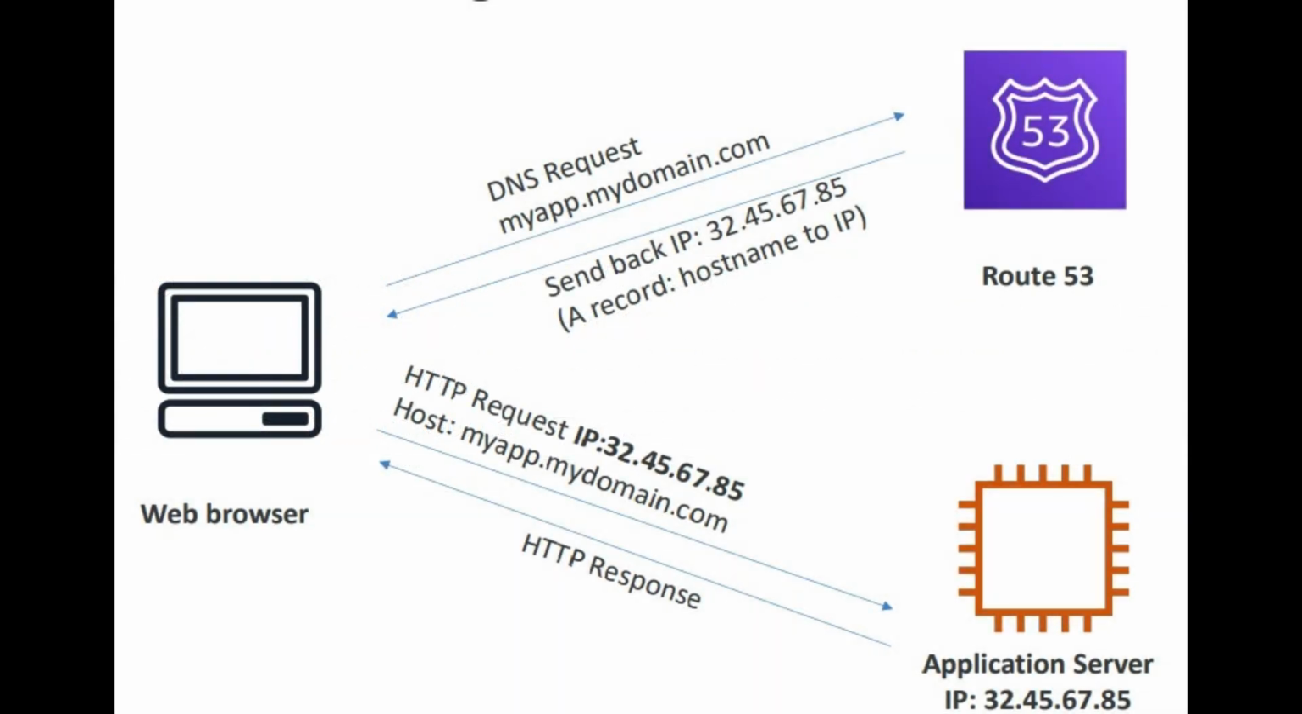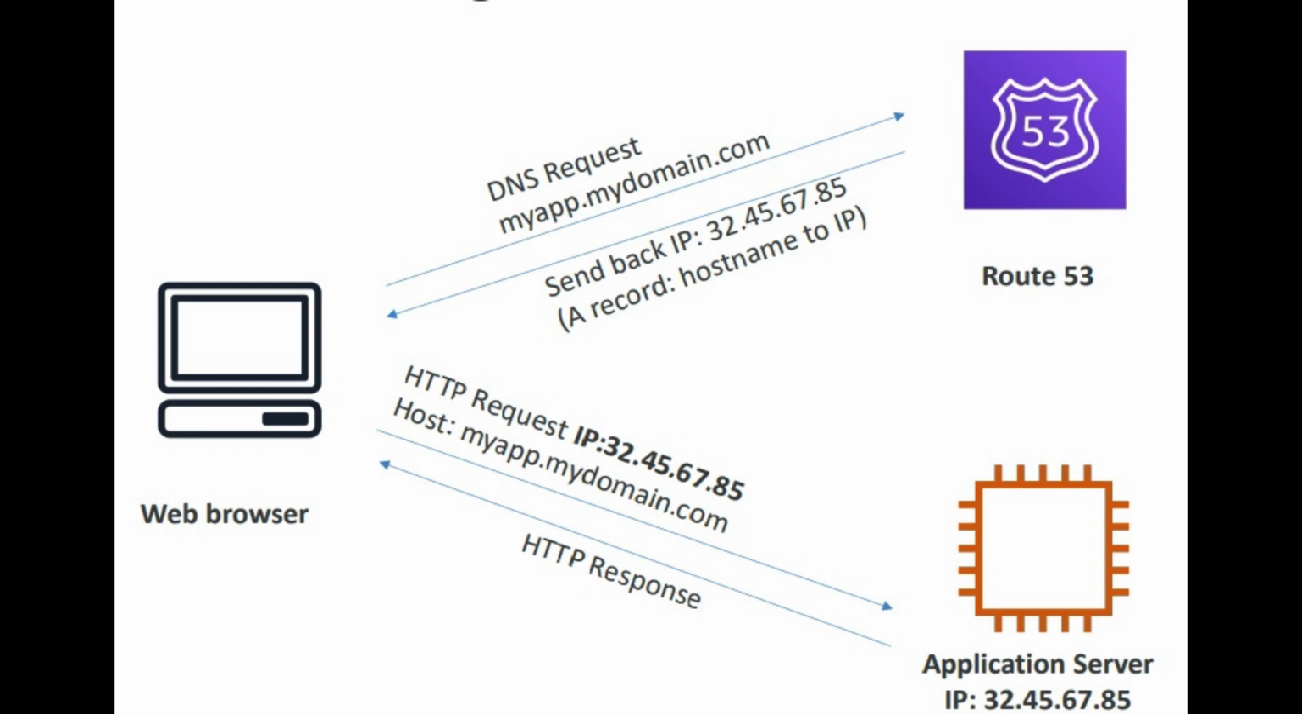Let's walk through this diagram to understand how an A record DNS request works in the context of Amazon Route 53. Our journey begins with a web browser, which initiates a DNS request. This happens when a user types in a domain, like myapp.mydomain.com, into their browser. The browser needs to know the IP address associated with this domain to establish a connection. This DNS request is then processed by Amazon Route 53.